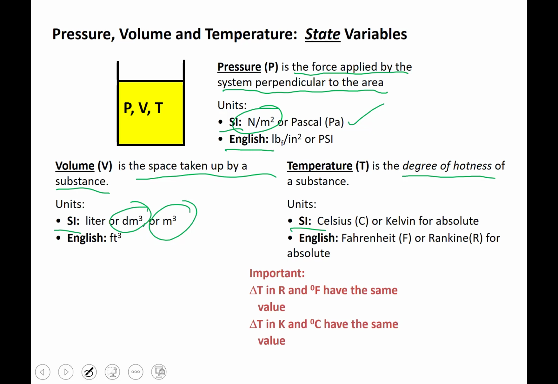I'm going to say this now, and I will repeat it. When you're looking at absolute values of temperature, it matters whether you are in Fahrenheit or Rankine, or whether you are in Celsius or Kelvin. But if you have a delta T, then they have the same units.